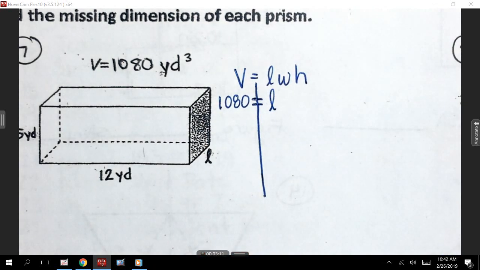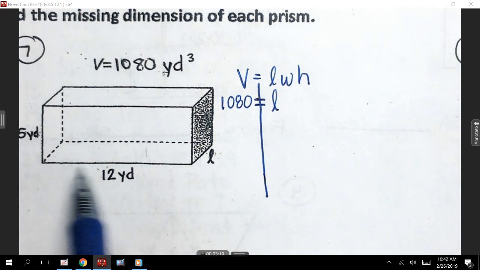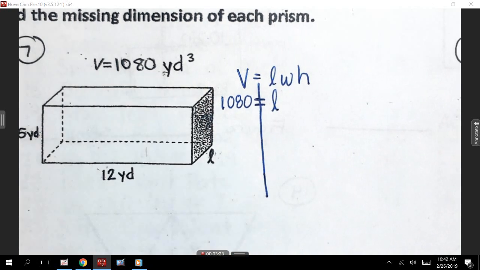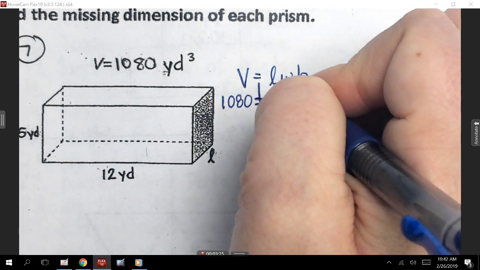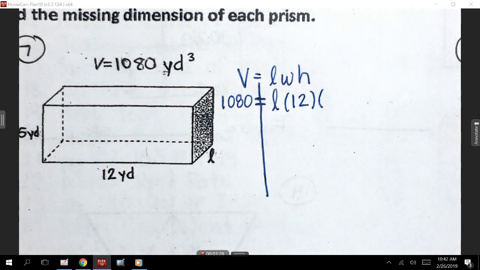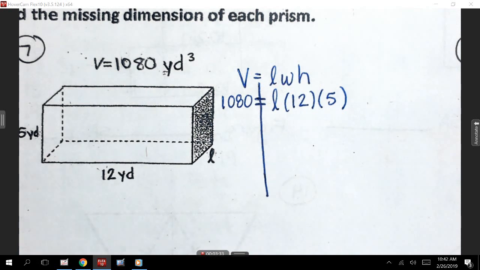What are we going to use as our W? Carlos? The 12. I'm going to use the 12 as my W because what's 5 going to be? 5 is going to be the height. That's how tall it is. So underneath W, I'm going to write 12, which means underneath H, I'm going to write 5. Okay, are y'all okay with that so far?